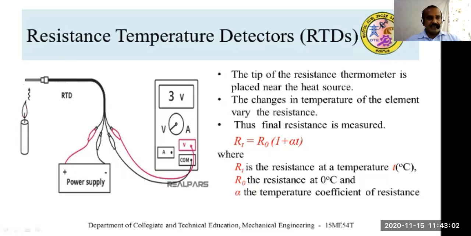As the RTD is heated, its resistance changes and proportionally the voltage increases. When no heat is supplied to the RTD sensor, the voltage decreases because of change in resistance.